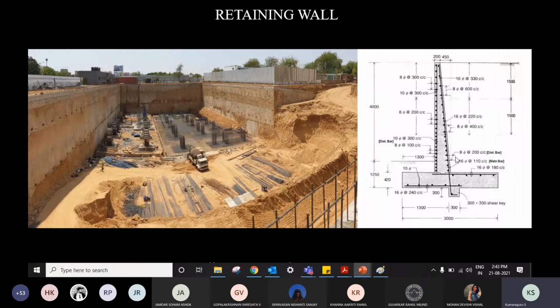So we need to do a detailed diagram and check if it's all as per your intention, as per your design, and release it so people can execute the work.